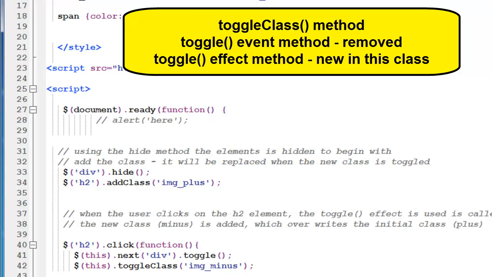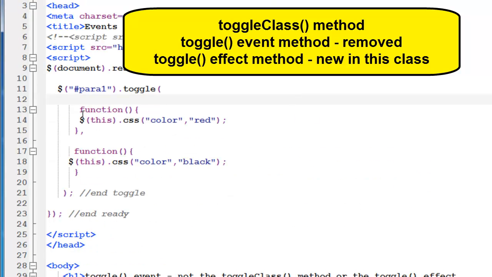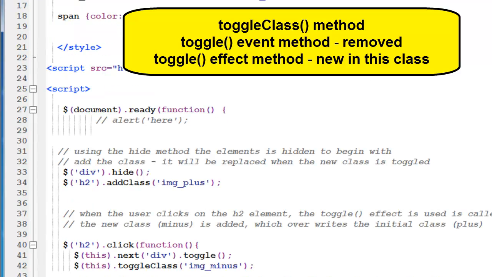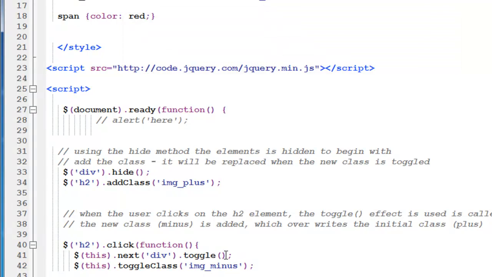Toggle class takes a class name as a parameter. There is the toggle event method, which takes two parameters, which we just saw. I mean, it takes two functions as parameters, which we don't use anymore. Now we are going to learn the toggle effect method.